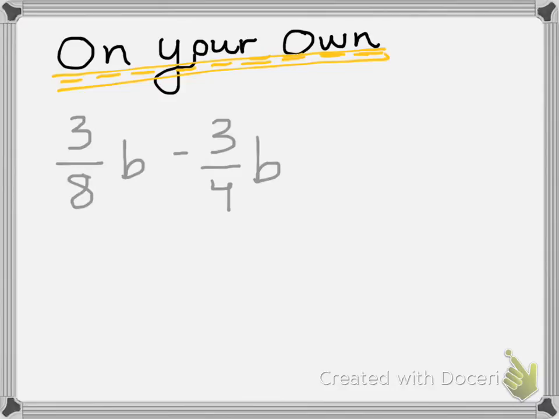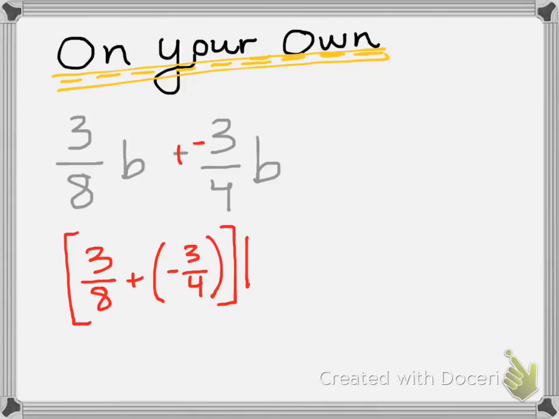Alrighty, here we go. So, what you did was first you have to popcorn, okay? Now you're looking at the variables and you're looking at the exponent of the variables and you see that it's the same. It's just a b to the first power. It's just a b. So you can combine them. So, I'm going to do the 3/8 plus negative 3/4 in those brackets with a b.